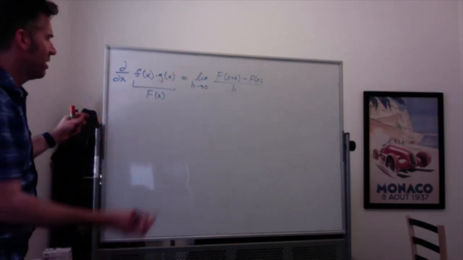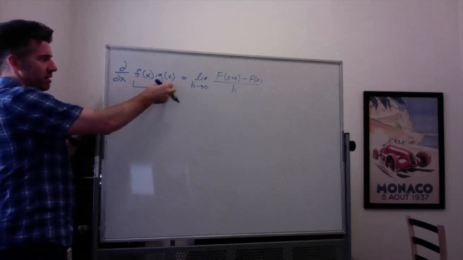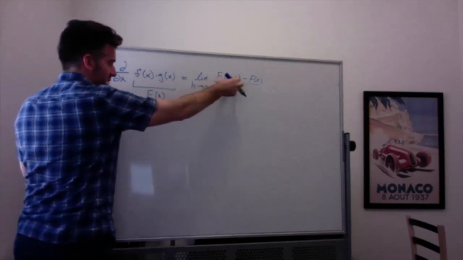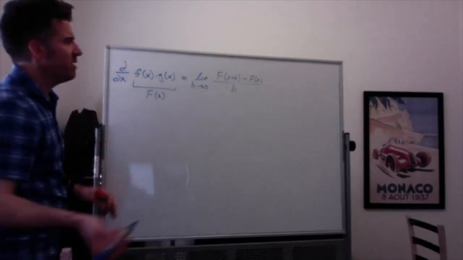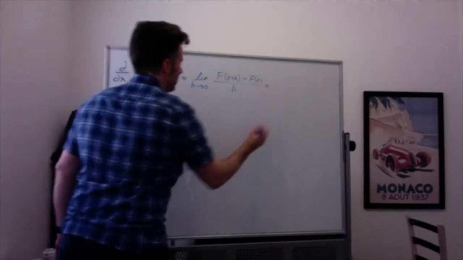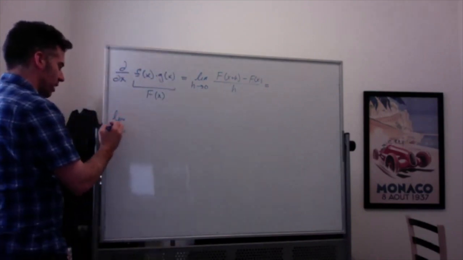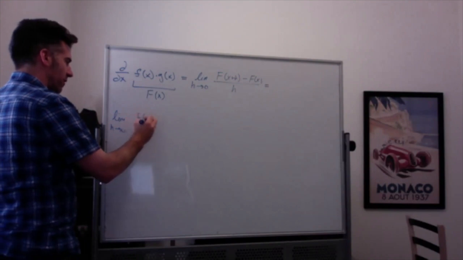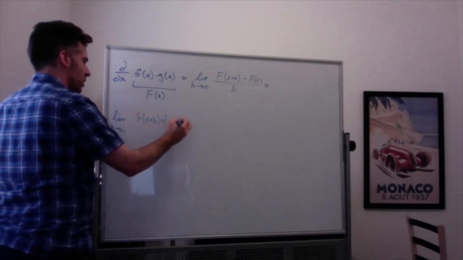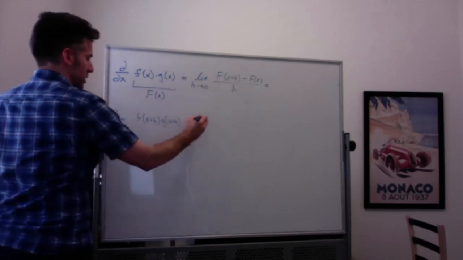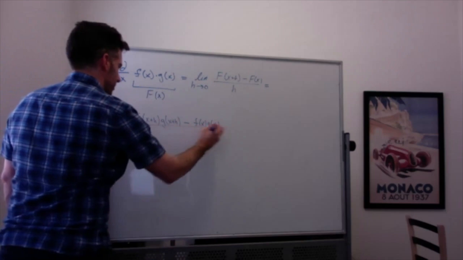If capital F of x is little f of x times g of x, then capital F of x plus h is little f of x plus h times g of x plus h. To me, it feels like a slightly unnecessary step, but it's fine. So it's the limit as h goes to 0 of little f of x plus h times g of x plus h minus capital F, which is just little f of x times g of x, over h.